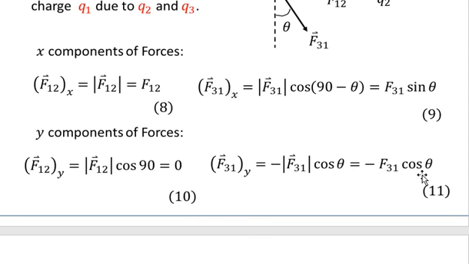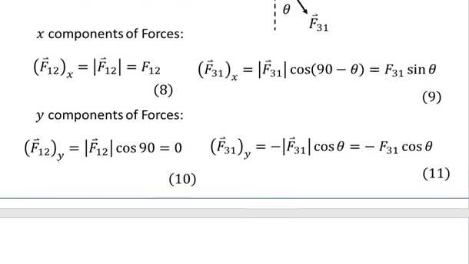So using equations 8 to 11, I have substituted all these components into x components and y components. Equations 8 and 9 give you the x components of the two forces. Equations 10 and 11 give you the y components of the two forces. Now I shall add the x components of the two and the corresponding y components of the two to find out the x component of the resultant force.